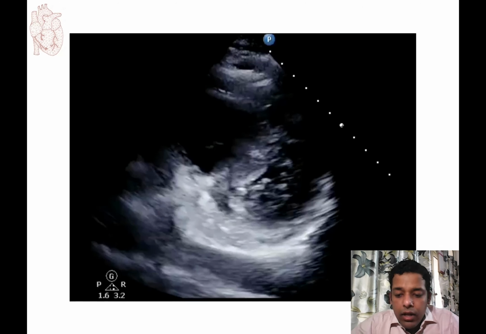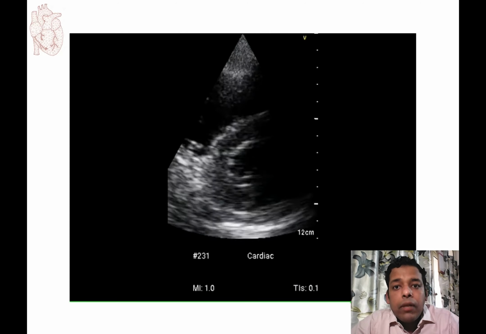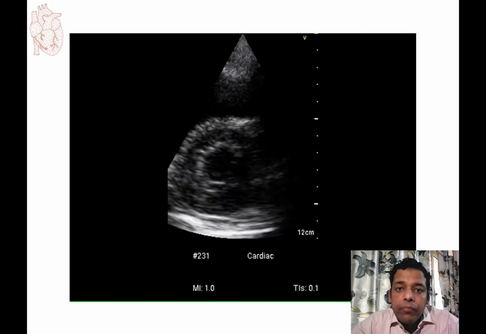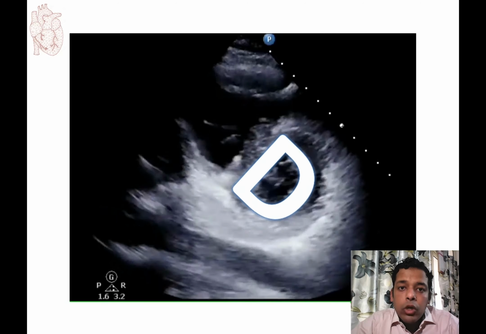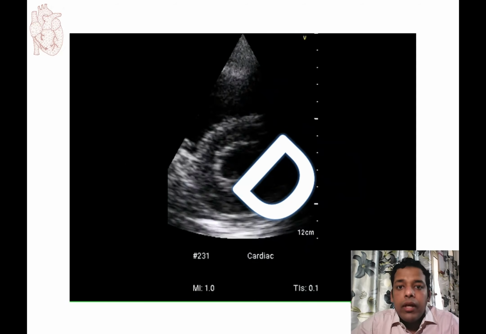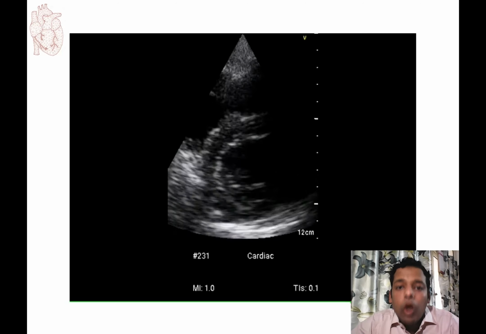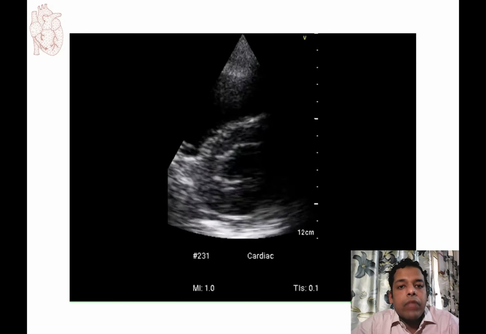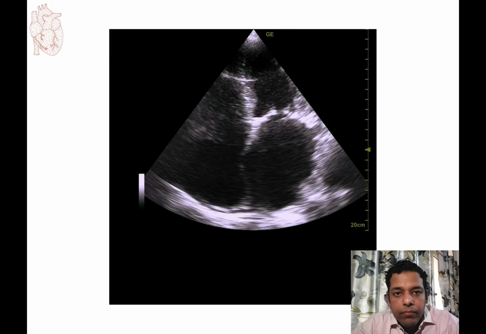Now in this parasternal short axis view, we can see what is called the D sign. The left ventricle appears as a D-shaped structure instead of circular as a result of the right ventricle overload causing a shift of the septum towards the left side of the heart. The D sign can result from both right ventricular pressure or volume overload. We quantify this by the eccentricity index, which is again beyond today's limited basic discussion.